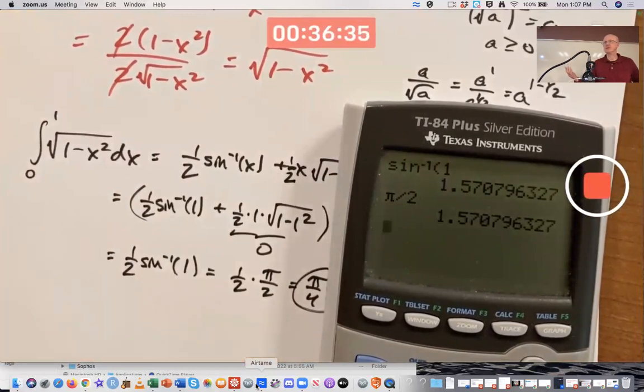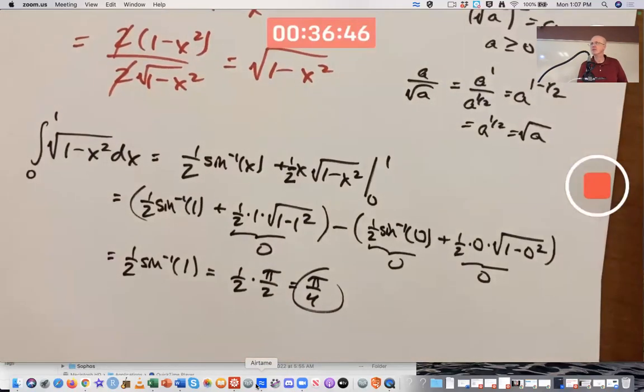Confirming the area of the unit circle is pi. Nice to see math is consistent. But it took a fair amount of work.